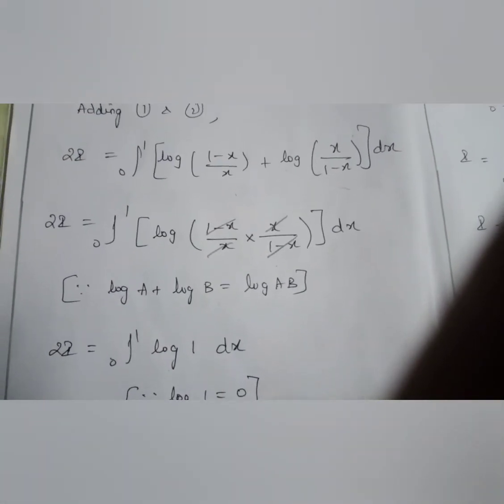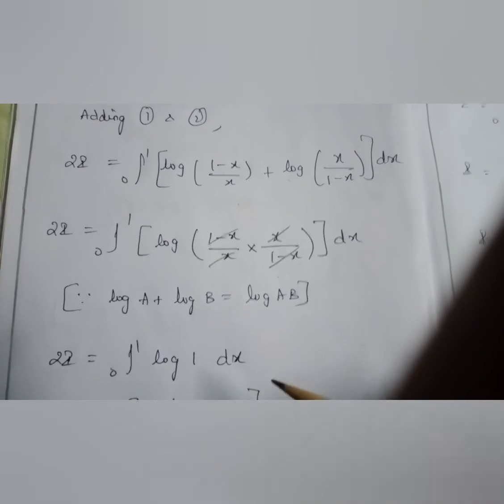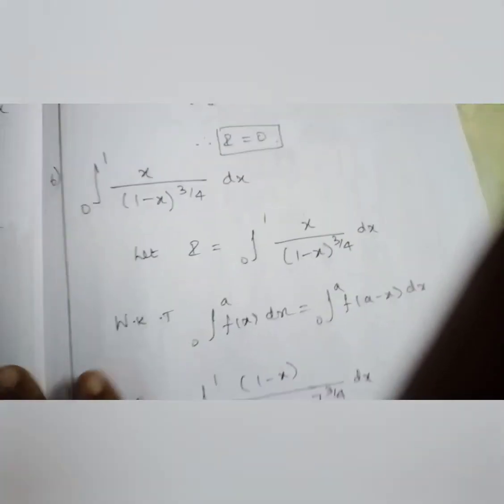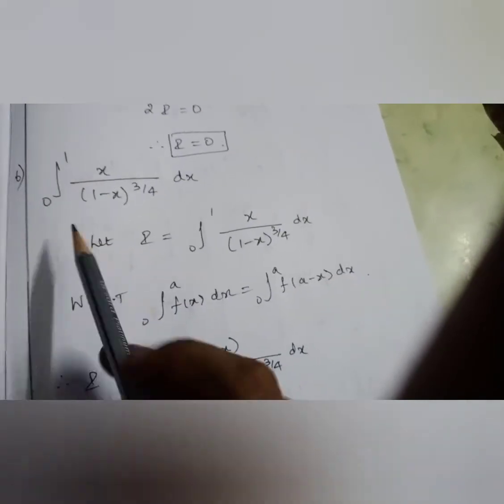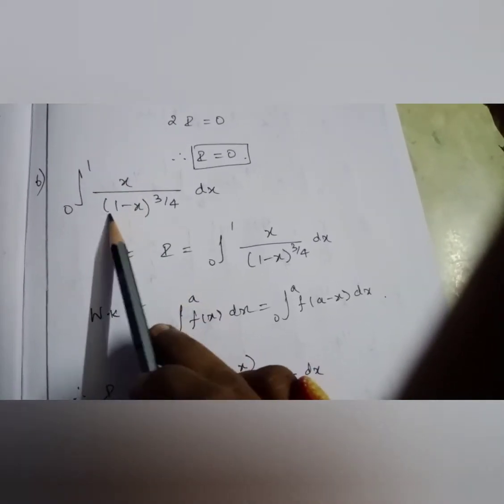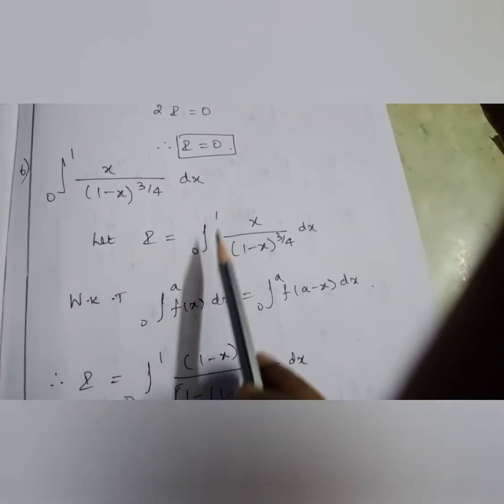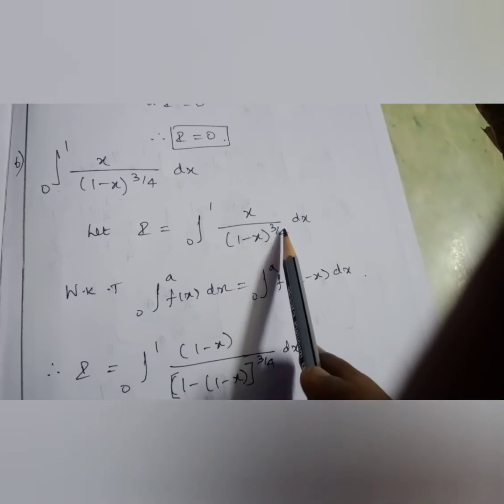We all know log 1 to the base 10 will be 0. So you are getting 2I is equal to 0. So I is equal to 0. Now the sixth sum, integral 0 to 1 x divided by 1 minus x the whole power 3 by 4 dx. Okay children, so let us name this as I is equal to 0 to 1 x divided by 1 minus x the whole power 3 by 4 dx.